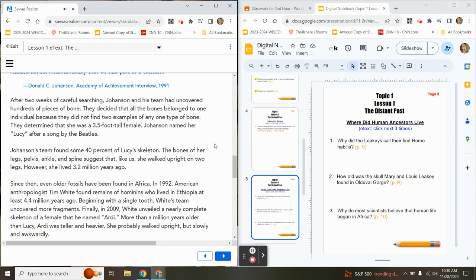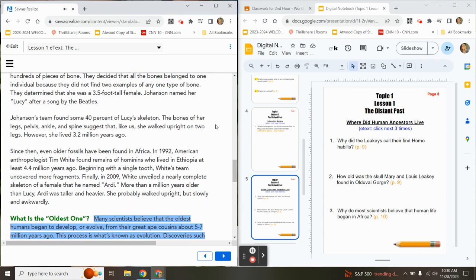The bones of her legs, pelvis, ankle, and spine suggest that, like us, she walked upright on two legs. However, she lived 3.2 million years ago. Since then, even older fossils have been found in Africa.